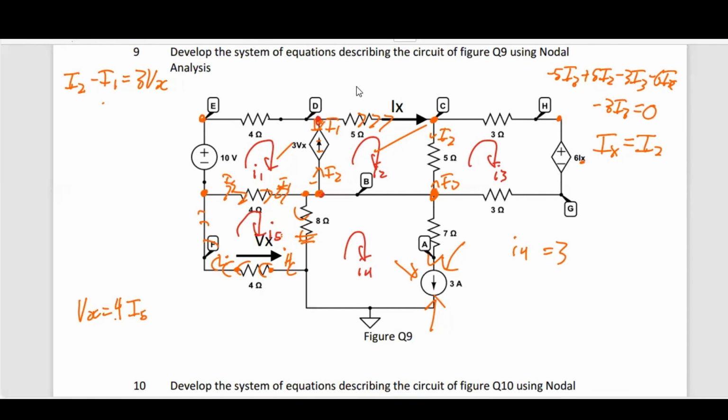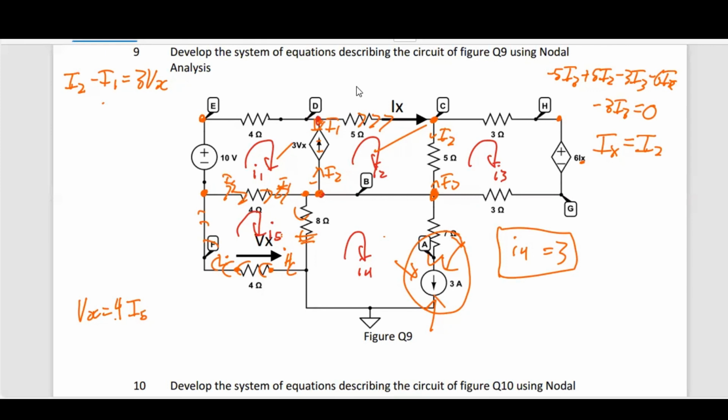For the I4 loop, you just ignore the 7 ohms. I don't need to do anything because I have a current source that is not being shared between any loops. So I4 would just equal 3. You don't need to do anything special. From the time you see a current source that is not being shared in a loop by itself, that loop would just be the current source in the correct polarity. Just 3 amps. That's the easiest thing I've ever seen in a circuit. Just make sure the polarity is correct.